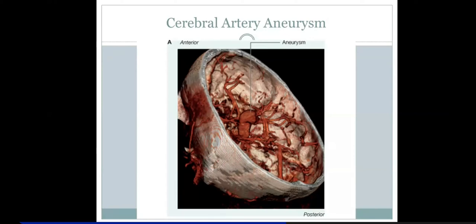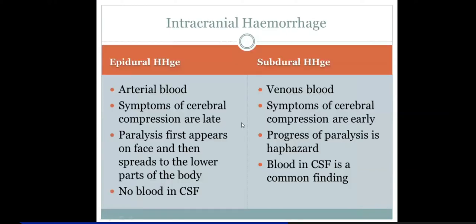So in this diagram, they've shown that after removing the brain, you find on the floor this internal carotid, a big artery, and it's being dilated. So this is an aneurysm. This is the aneurysm you find after removing the skull and the brain, on the floor of the skull.